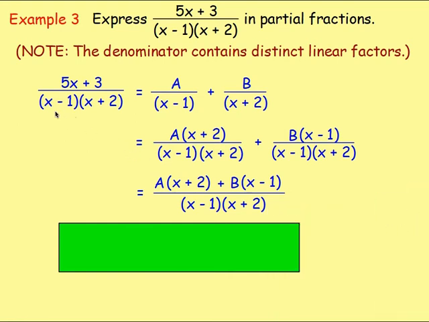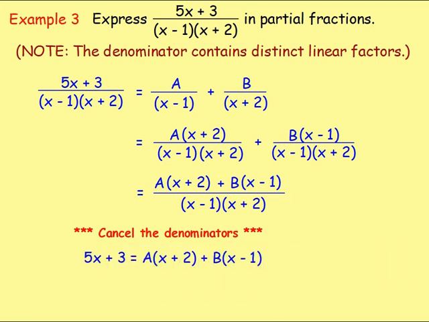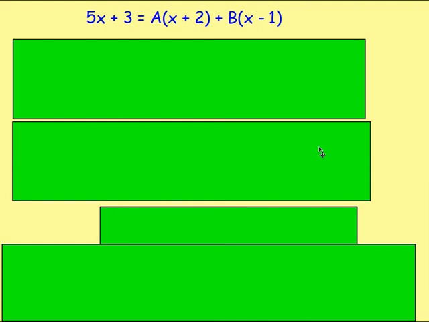Yeah, you can see on the left-hand side, that's over x take away 1, x add 2. The right-hand side is over x take away 1, x add 2, so cancel the denominators. If you do that, it leaves you with 5x plus 3 equals a times x plus 2 plus b times x take away 1. So, dealing with that, we need to find the values of a and b by choosing values of x.